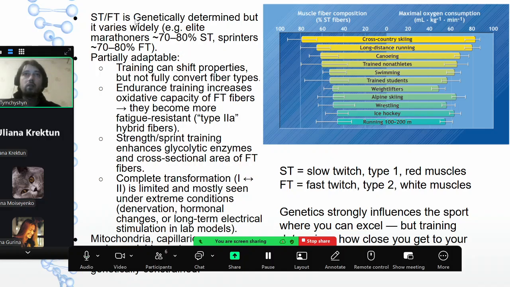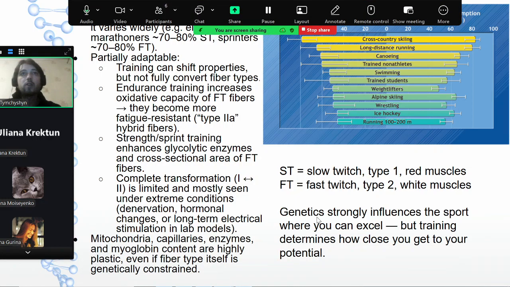What's interesting, this sort of relation is genetically determined but varies widely. Elite marathoners have like 70-80% slow twitch, sprinters 70-80% fast twitch. It's partially adaptable, so training can shift properties but not fully convert fiber types. So a lot of things, as you see, are genetically predetermined.